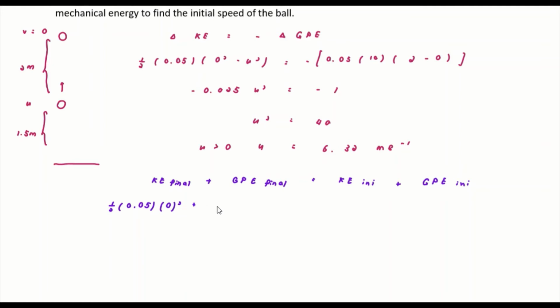Yeah, and then plus the GPE for final, so it's at the highest point, where the height is 2. That's why it's 0.05 times 10 then times 2. So KE for initial is what we want to find, so 0.05 and then u squared. Then plus the initial, where we note our height as 0, right? So that's why it's 0, or if you want to write it, 10 then 0.